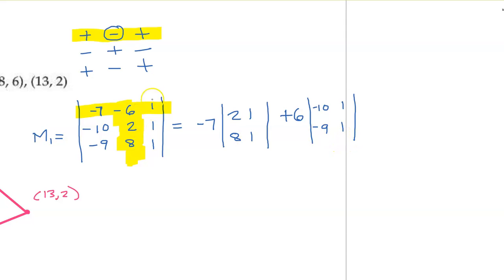So now I will move on to the third cofactor, which is a +1. And because of the plus right here, that means leave the sign alone. So I'm going to leave it a +1, and then I will do my minor matrix by canceling out that column. That leaves the minor matrix -10, 2, and -9, 8.